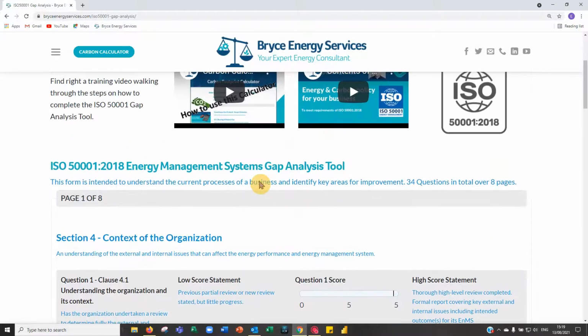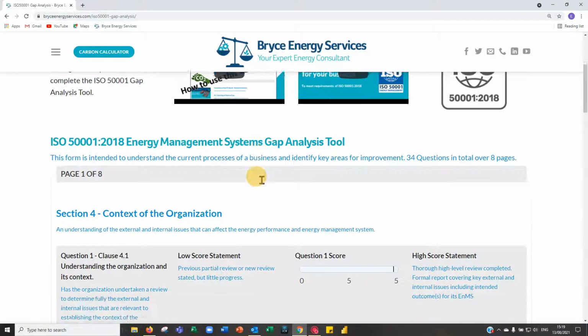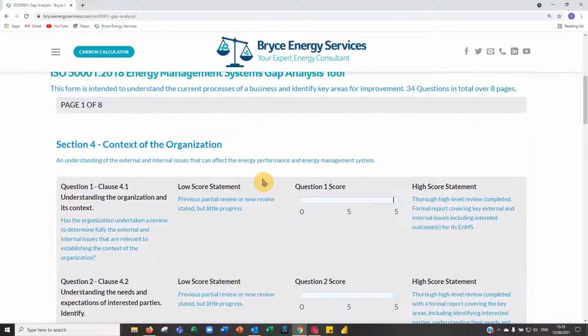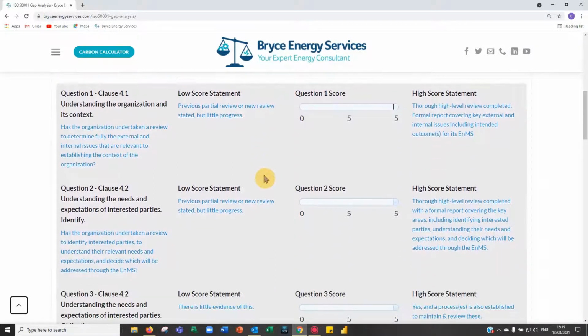So the questions are basically asking, against the standard, what is your business or organization doing against each one. So, understanding the organization. Has the organization undertaken a review to determine fully the external and internal issues that are relevant to establishing the context of the organization? So, do you know what your business is about in respect to the energy management system? And only you can tell me what your business can do.